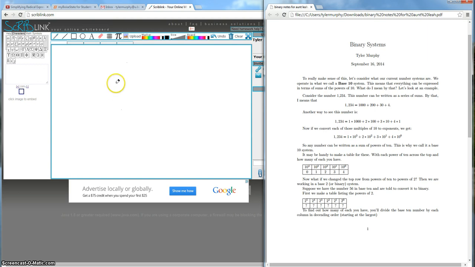I want to go over some of my notes about binary systems and really how things work. First, I wanted to talk about this area here with the base 10 system, because in order to understand binary, we have to understand our bases.